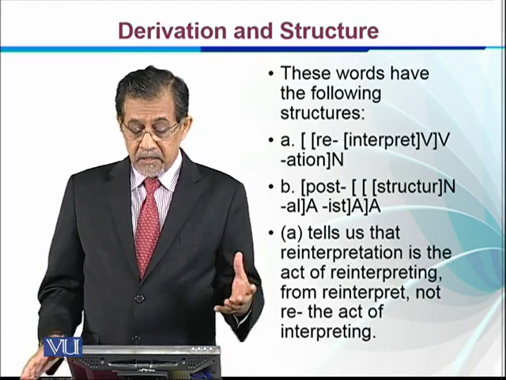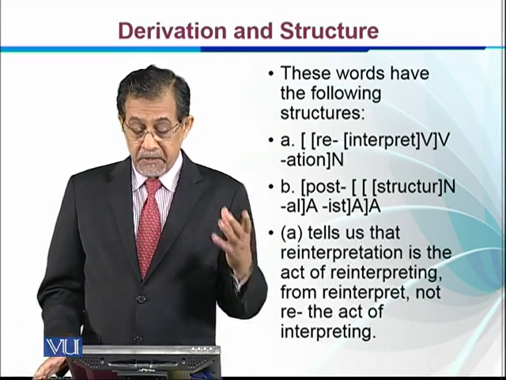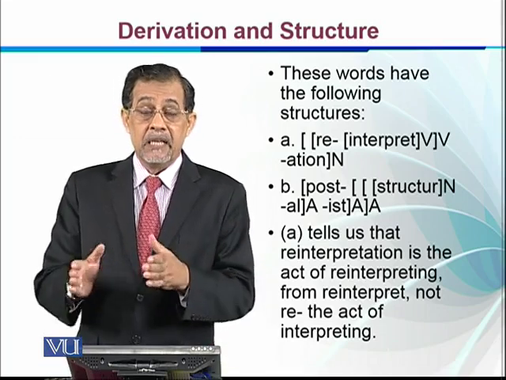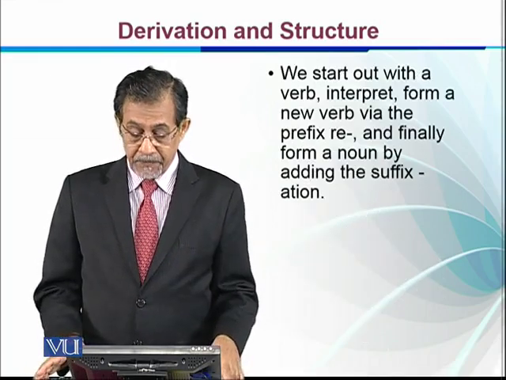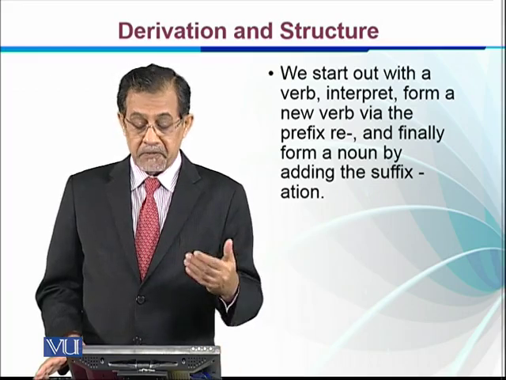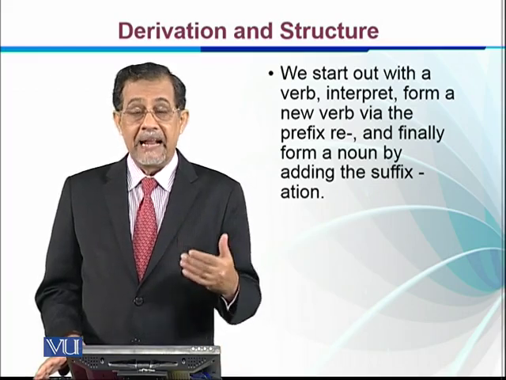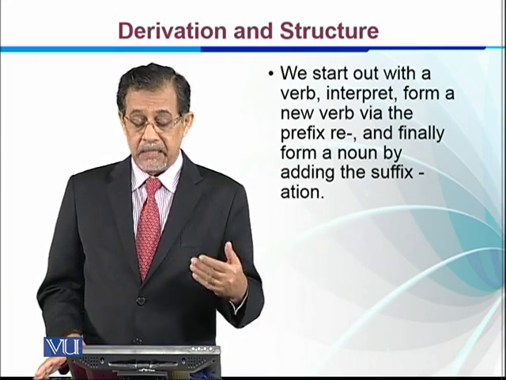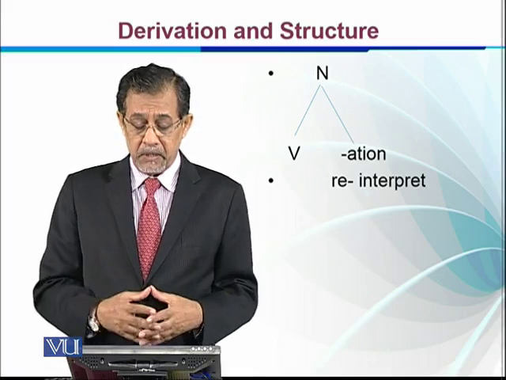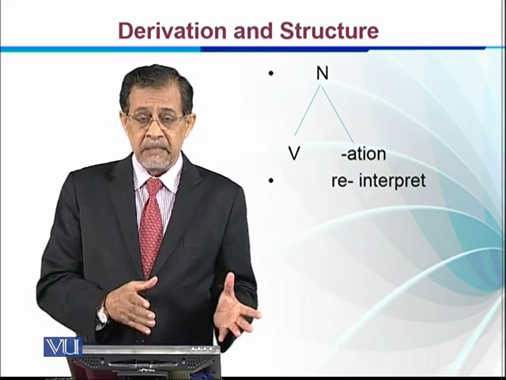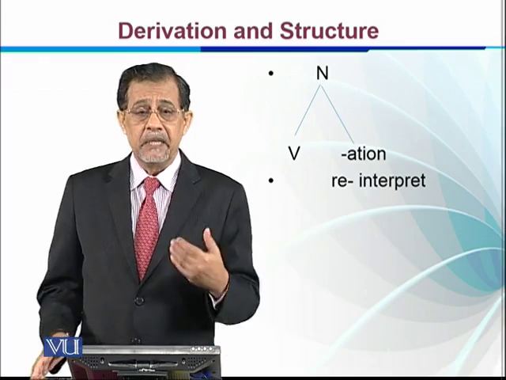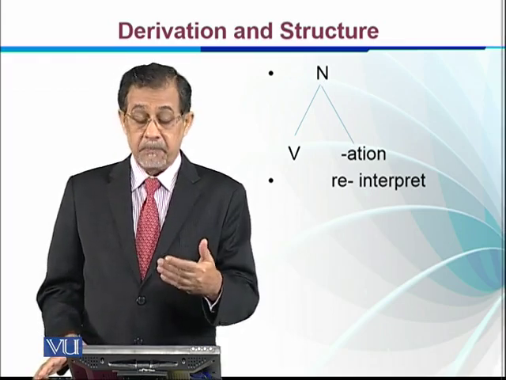This tells us that reinterpretation is the act of reinterpreting from interpret, not the act of interpreting again, because we know that re was attached later on. We start out with a verb, interpret, form a new verb via the prefix re, and finally form a noun by adding the noun suffix ation. Generally we can see it in a tree diagram: a noun that has a verb, reinterpret, and then we added the noun suffix to make reinterpretation.